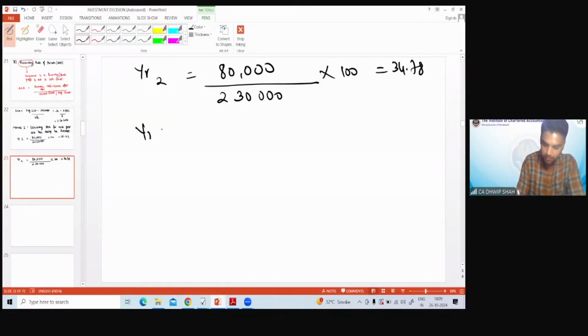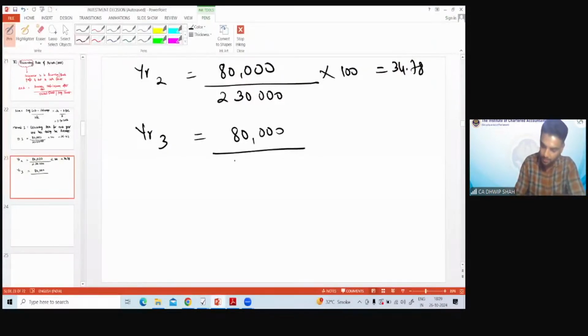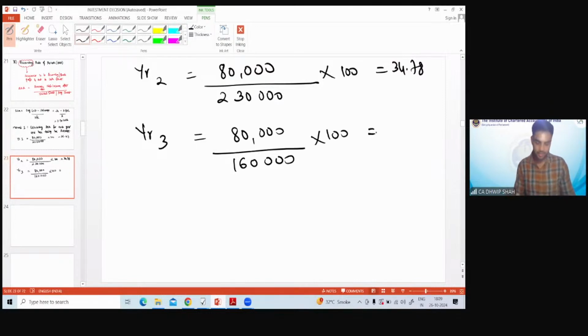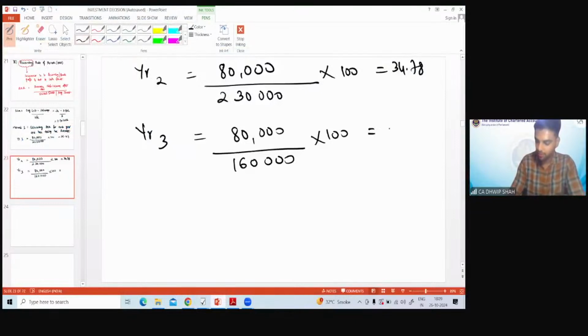And likewise for year 3, again, 80,000 divided by my investment at the beginning of the year, which is 160, into 100. So 80 divided by 160 into 100, it comes to around 50%.